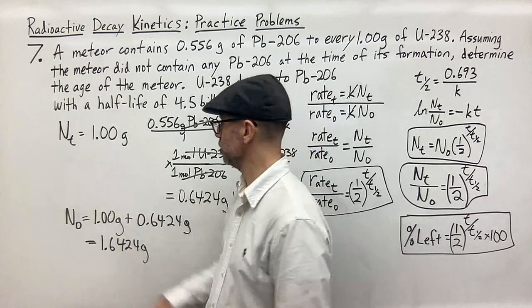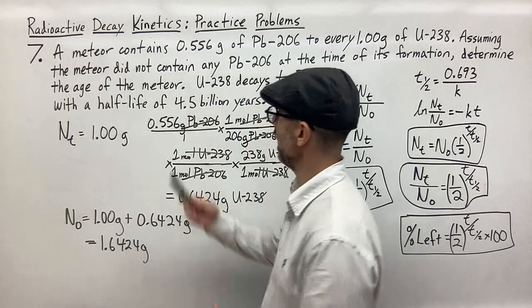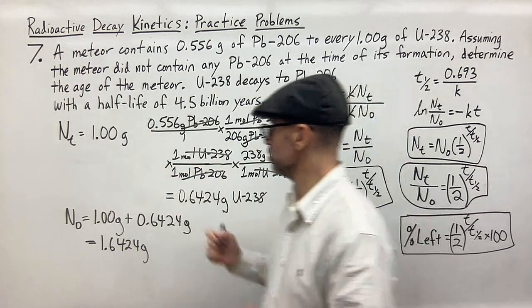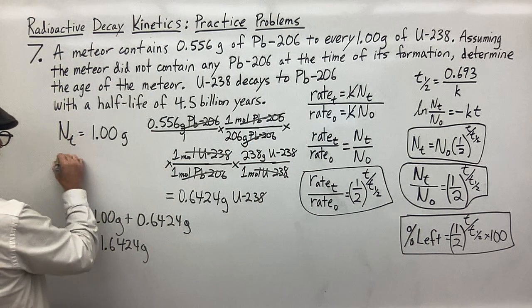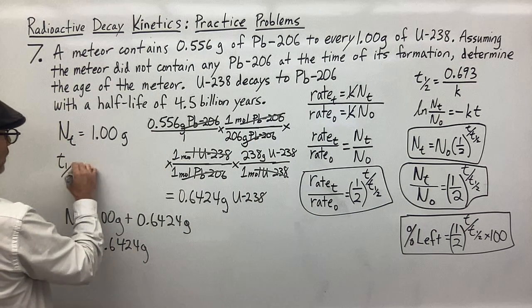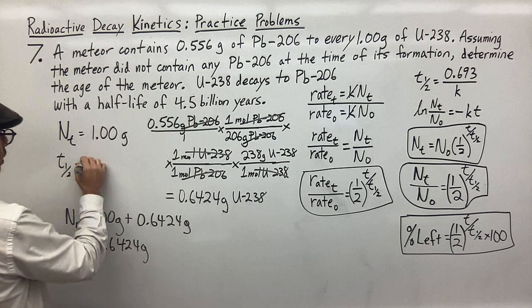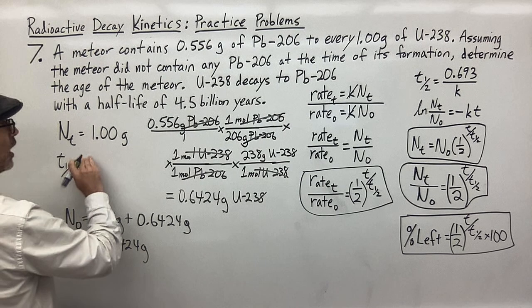So I have the amount I have now at time t, and the initial amount that I had. So I have these two, and I have the half-life. So the half-life, I'll just write it here, t 1/2 is equal to 4.5, right?